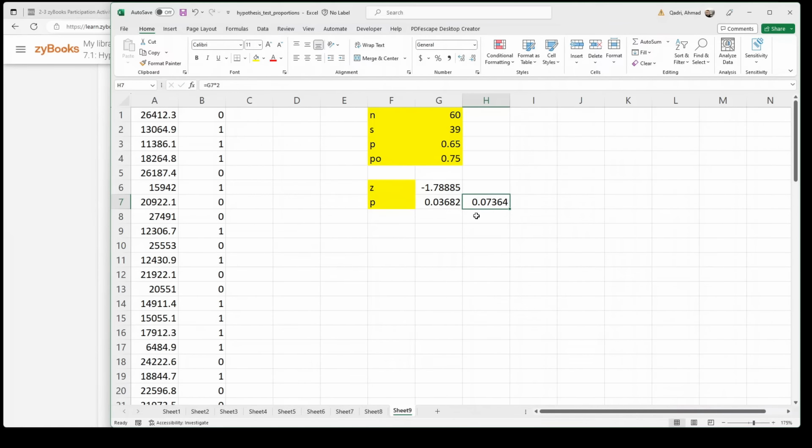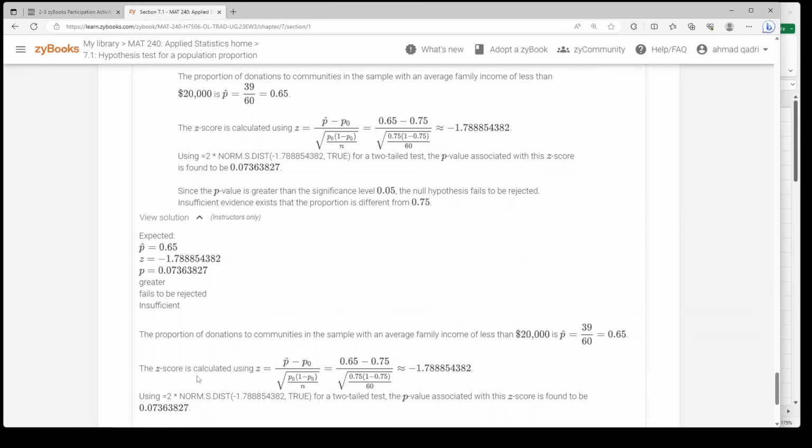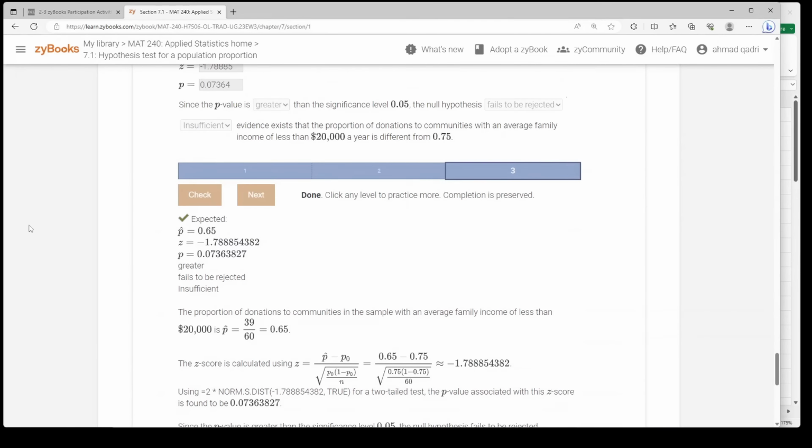So that's 0.07364. Now we compare it to the alpha, which is 0.05. Clearly the p-value is greater than alpha. So the null hypothesis fails to be rejected, and there is insufficient evidence that the proportion of donations to communities with an average family income of less than 20,000 is different from 0.75. And so those are the correct answers.